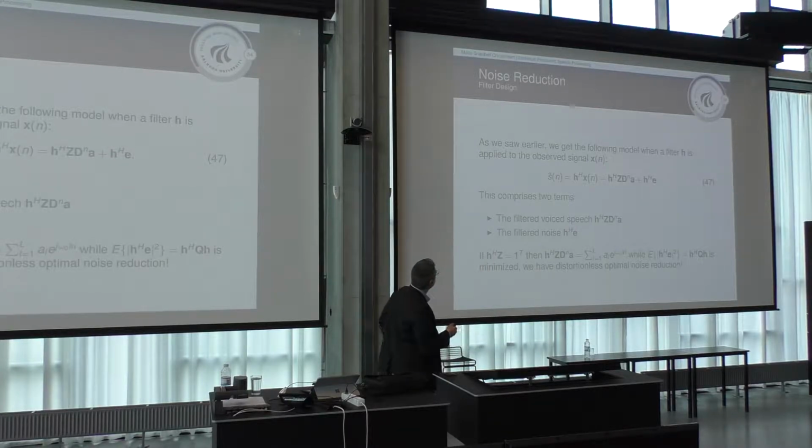Okay, so we saw that when we apply a filter to our observed signal here and plug in our model, we can understand what's going on. We try to estimate the speech sample x hat of n here. There are two parts: the filtered voiced speech here and the filtered noise. Again, if we can design a filter such that we get ones out of this here, then we can see that what we get out of this is just the sum of sinusoids, which is exactly what we wanted. It means that such a filter would pass the harmonics without adding any distortion.